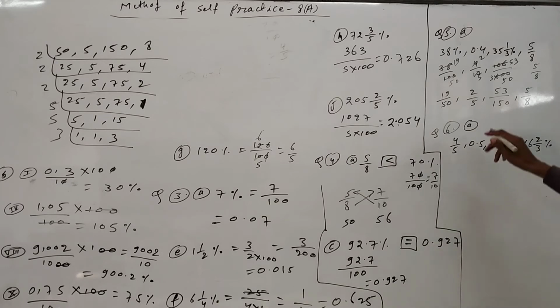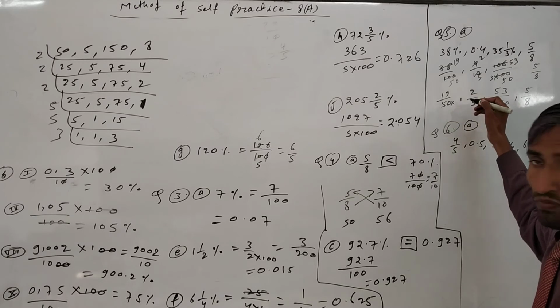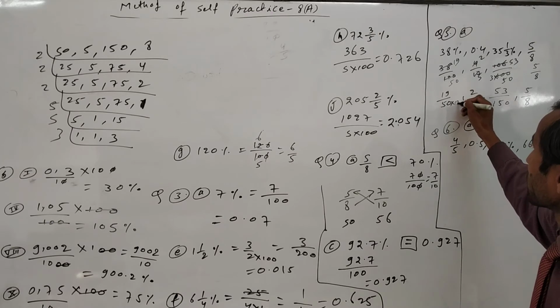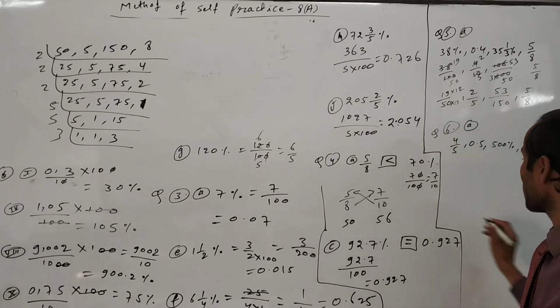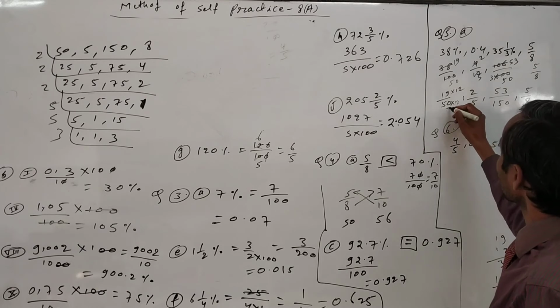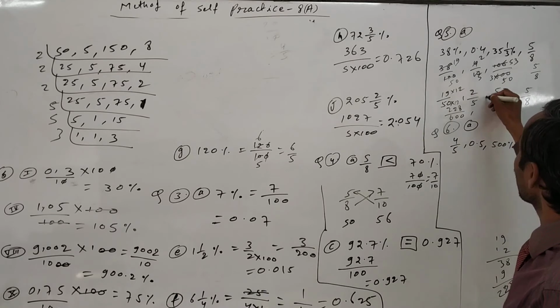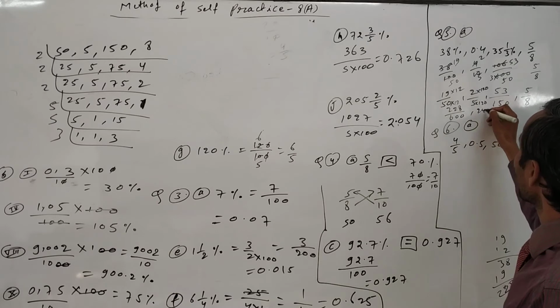So what should we multiply in this to get a denominator of 600? We have to multiply by 12, because 12 times 50 is 600. So we multiply by 12 here also. How much will come? 19 into 12 is 228. So 228 upon 600. And what should we multiply here? We multiply by 120, because 5 times 120 is 600. So here also 120, and it will come 240 upon 600.